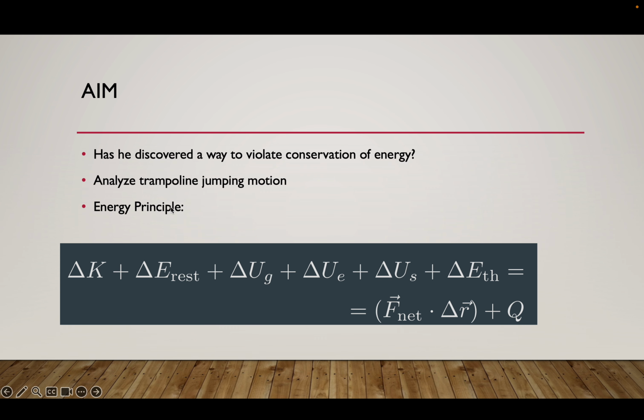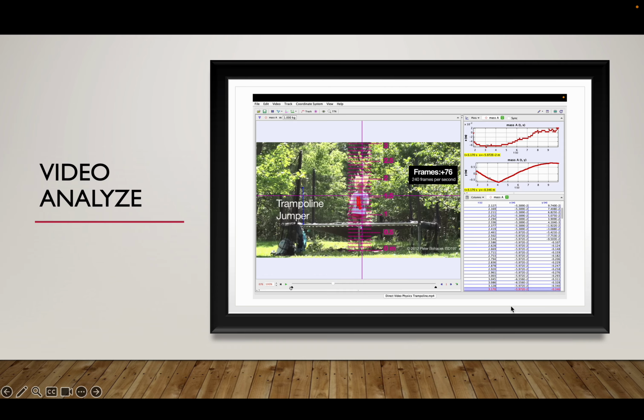The fundamental physics principle we use is the energy principle, which states that delta K plus delta U, which is delta E, equals the work the surroundings do plus heat. For the sake of convenience, we just found a video from YouTube showing the motion of the trampoline without any camera flipping or stuff like that.